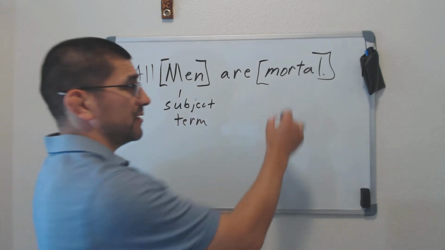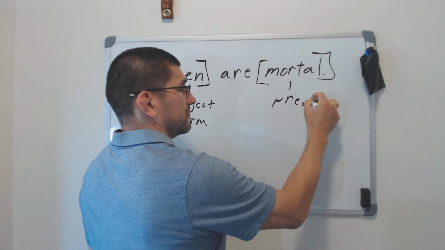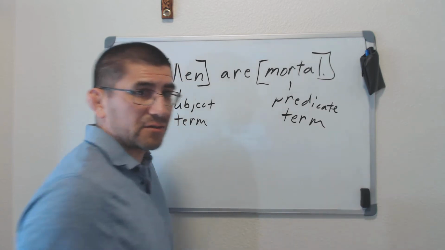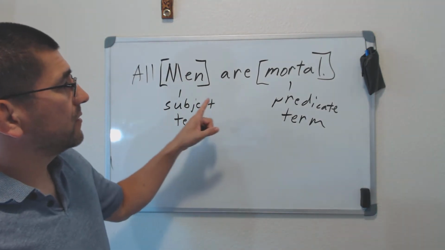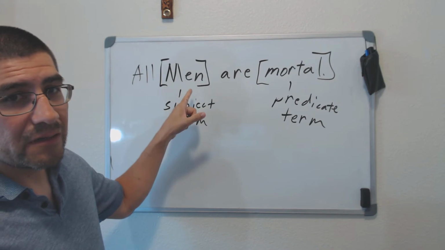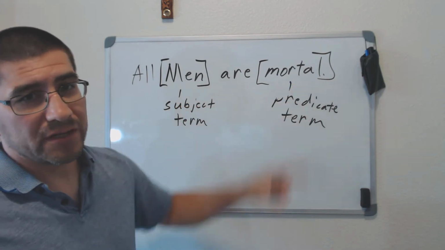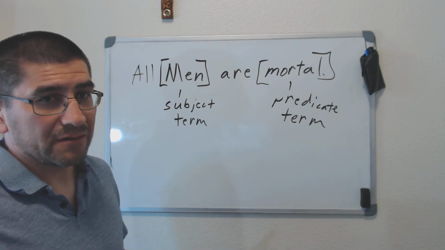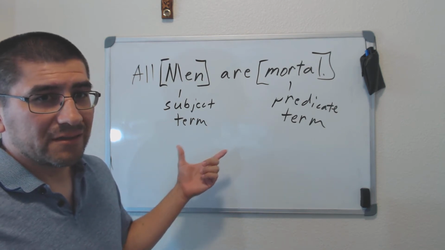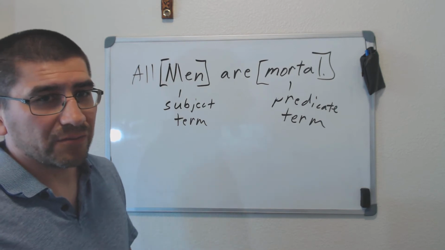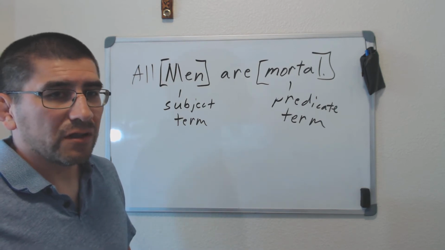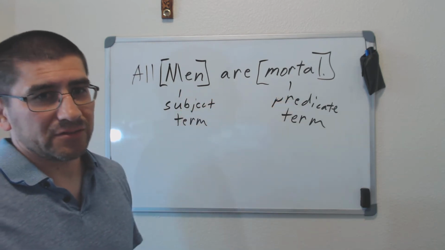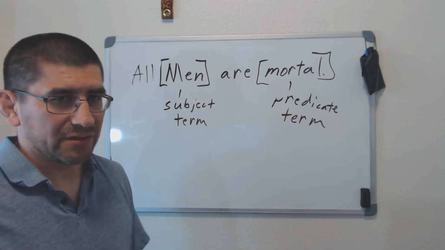And this right here is the predicate term. That's the predicate term. Okay, so I put the subject term and the predicate term into brackets, and now I'm done. This sentence is in logical form. I've exposed the quality and the quantity and what exactly the subject and the predicate term are. That's all you're doing when you're doing logical form.